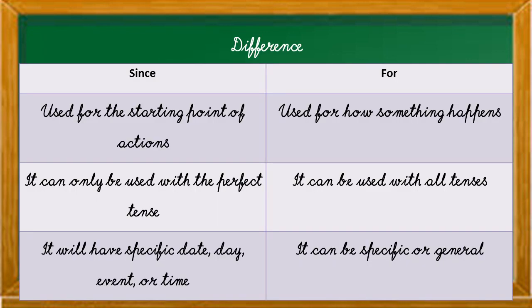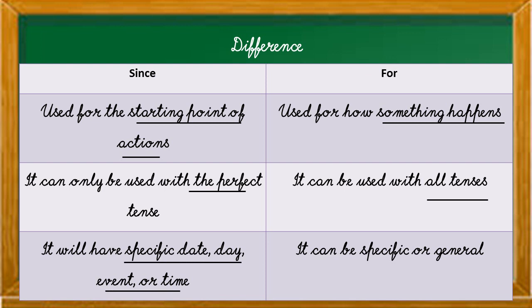Let's see the differences between since and for. Since is used for the starting point of actions, whereas for is used for how long something happens. Since can only be used with perfect tense, whereas for can be used with all tenses. Since will have specific date, day, event or time, whereas for can be specific or general.